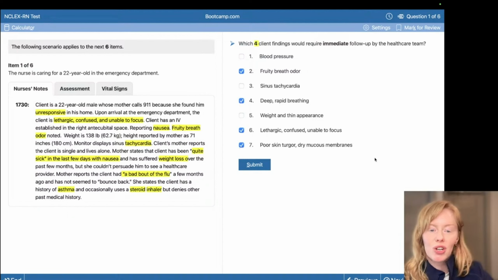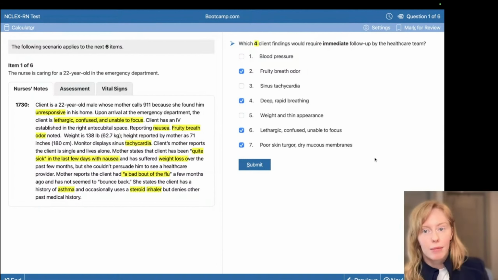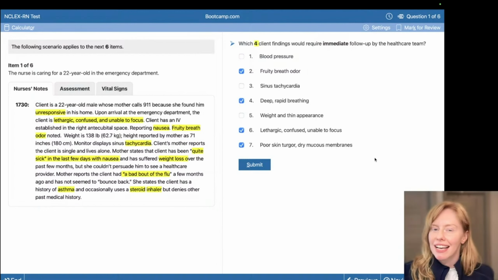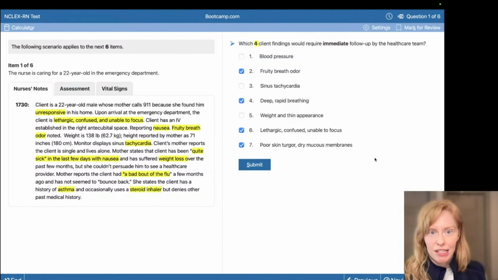So poor skin turgor, dry mucous membranes, yes. If you've got a patient with signs of dehydration, that is a circulation issue. That is an ABC issue. And we tend to kind of deprioritize skin assessment findings. So the NCLEX isn't going to give you something super obvious all the time, like low blood pressure and you can't feel their pulses. It's going to be a little bit more subtle. Like in this case, poor skin turgor, dry mucous membranes, those are clues for dehydration.